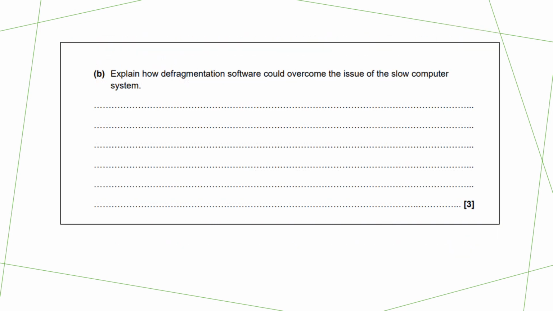Second part of the question, linking to defragmentation. So that takes 7 marks of your test on defragmentation software, which is one tiny spec point. So this shows you that no matter how well you prepare, it can always catch you out on the exam if you don't know absolutely everything about one of the spec points. So how can defragmentation software overcome the issue of a slow computer system? So think really carefully about what defragmentation actually does and how that would help the computer to be a bit faster.